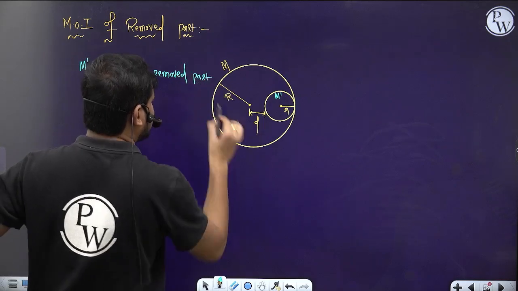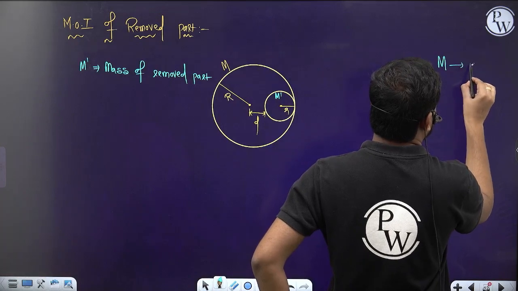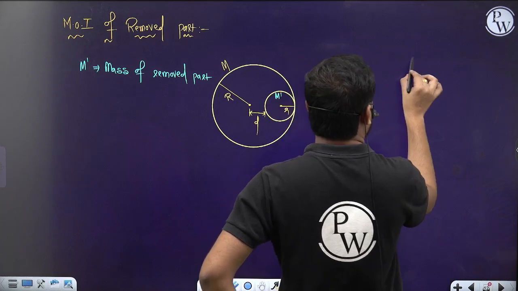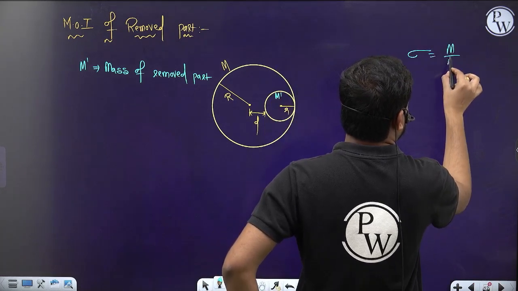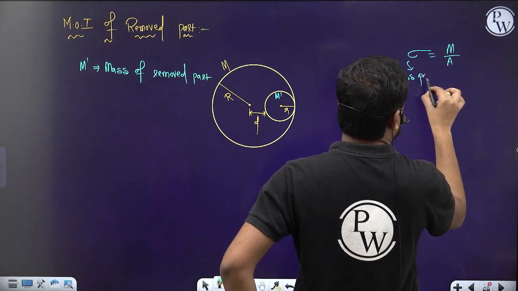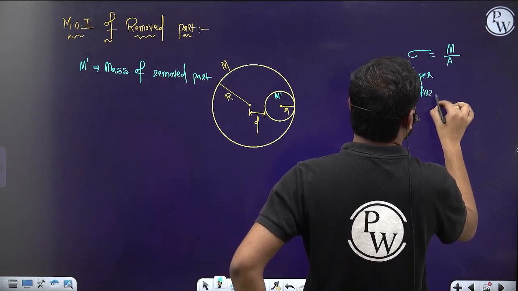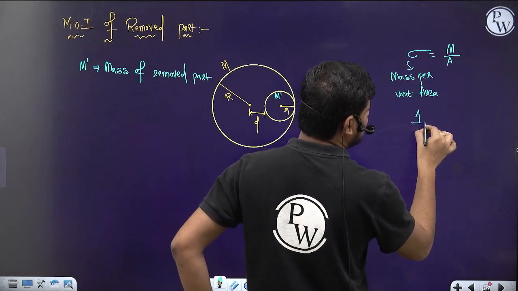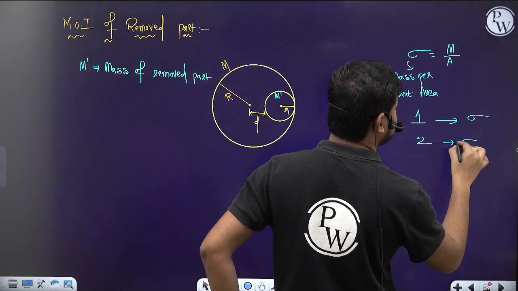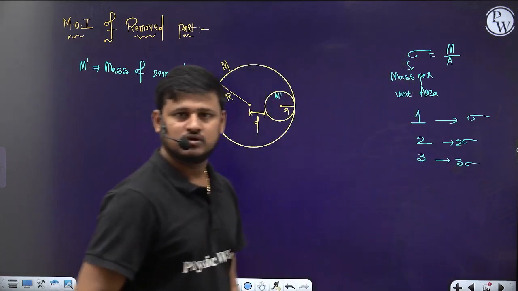Try to understand clearly here. The total mass M has a sigma. So what is sigma? Sigma is the mass per unit area. Don't get confused, just understand clearly. Per 1 unit, the mass is sigma. For 2 units it's going to be 2 sigma, for 3 units it's going to be 3 sigma. Understanding, guys?